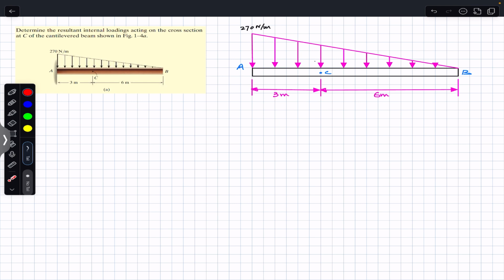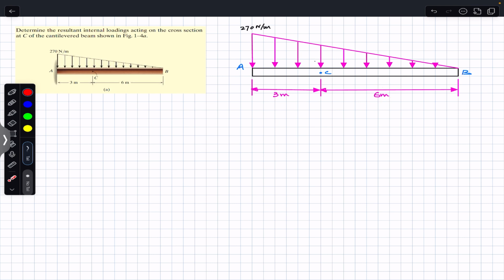So we are asked to find the internal loadings at this point C, and this is the cantilever beam. The cantilever beam is supported in one end and it is free at the other end, and this cantilever beam is subjected to this triangular distributed load, and we are asked to find the internal loadings at the cross section at point C, and this point C is at a distance of 3 meters from end A and at a distance of 6 meters from end B.